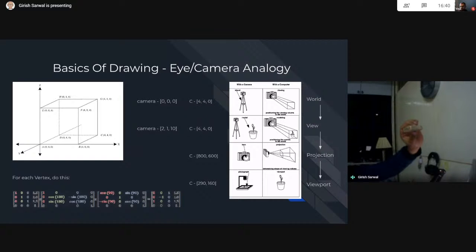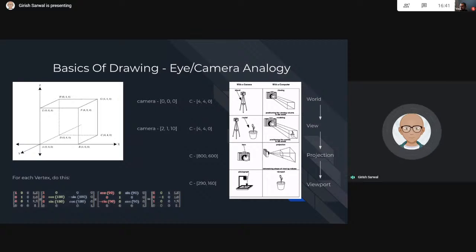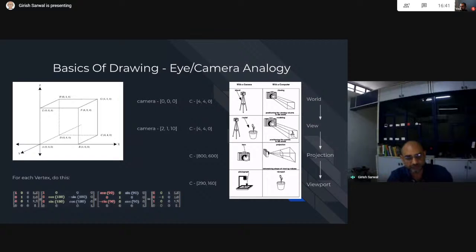So let us say your camera was at 0, 0, 0, and the point C was at 4, 4, 0. You move the camera to a different location. Now your object still remains there, but you come up with a new set of vertices which have the camera transformation applied onto them. While your object still remains at the same place in the world, you still have to change the vertices of that object. This, in gaming parlance, is known as a view transform.